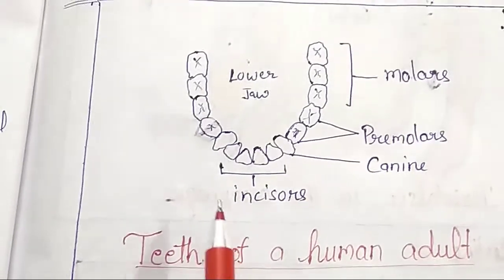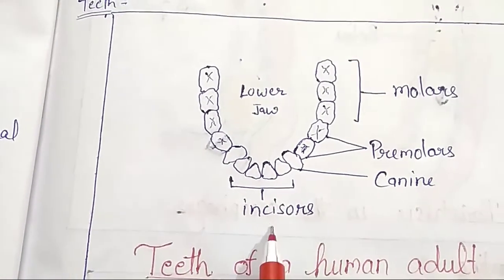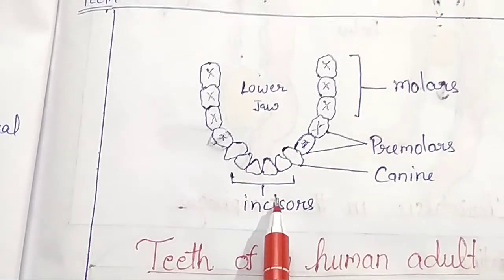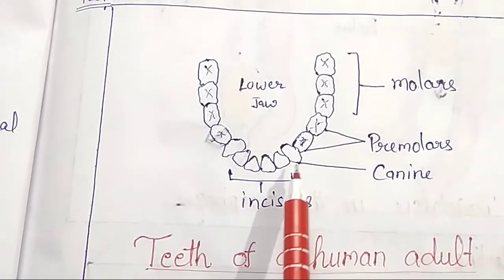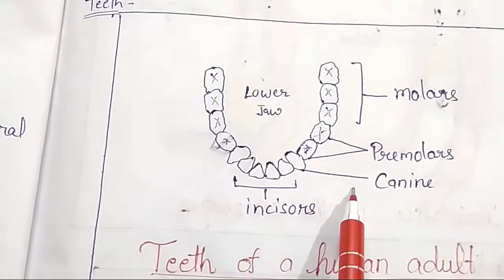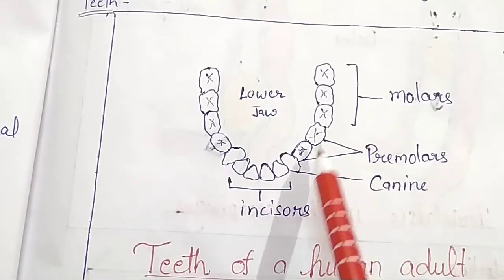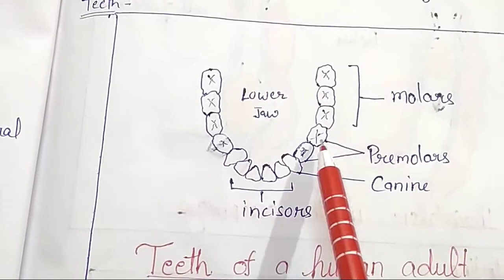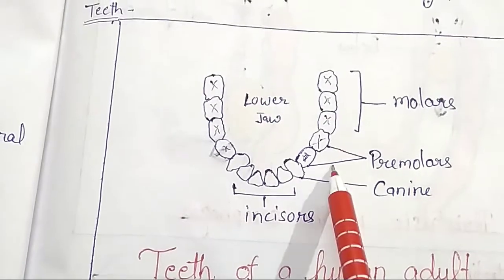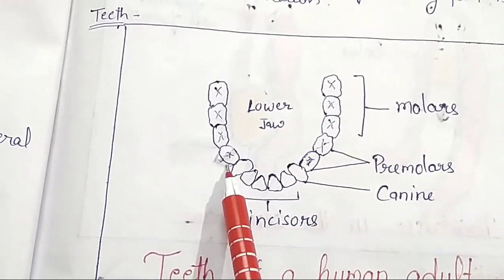So see here, these 4 front teeth are known as incisors. They are used for cutting and biting the food. Next, on both sides, is the canine. It is pointed and is used for tearing the food. After it, there are 2 premolars. You can see they are flattened. They are used to chew the food. And they are 4 in number, 2 here and 2 on this side.